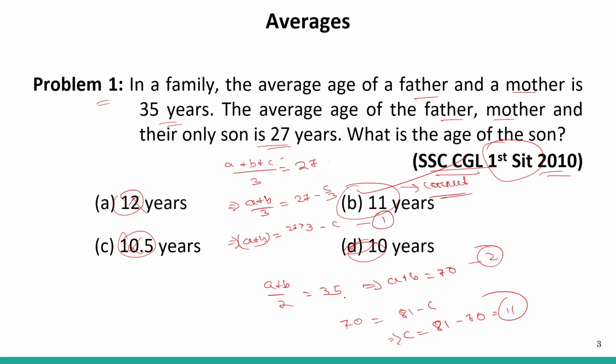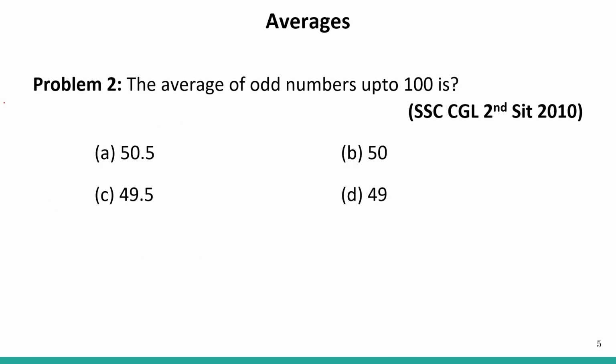This is what we have also proved in mathematical terms. What we did was we converted this word problem to an algebraic equation, then we solved it for C and we got the final answer, that was 11. So let's go forward with problem number 2. The average of odd numbers up to 100 is what? 50.5, 49.5, 50 or 49.